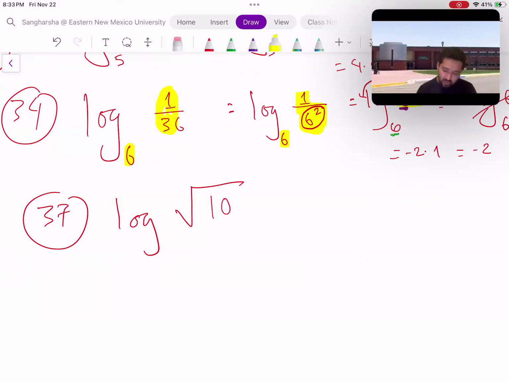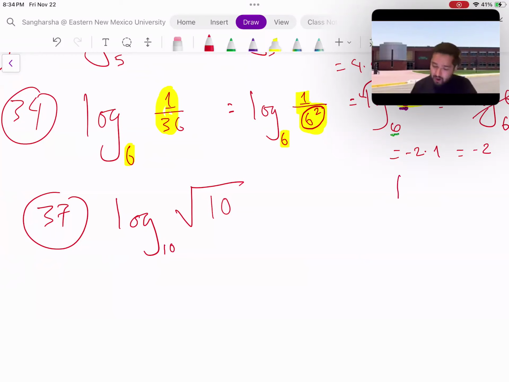Let's do this one. So here we don't have any base written. If we don't see any base, what do we understand? What type of log is this? This is a common log. And a common log has a base 10. You can just write that when you are solving. So if you don't see any base and you have a log, that's a common log.